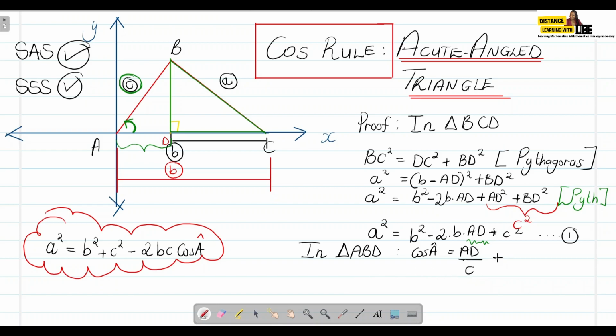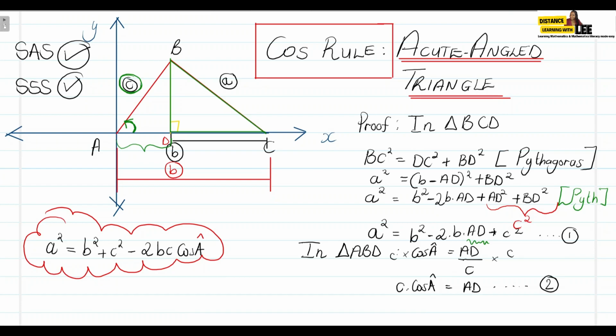And then here we can just cross multiply by C on both sides, meaning that C times cos of our angle A is equal to AD. And then we can call this equation number 2. And then here it becomes nice and easy, okay? Because we have equation 1, where a squared is equal to b squared minus 2bAD plus c squared. We've got equation 2, which is AD equal to c times cos of A.